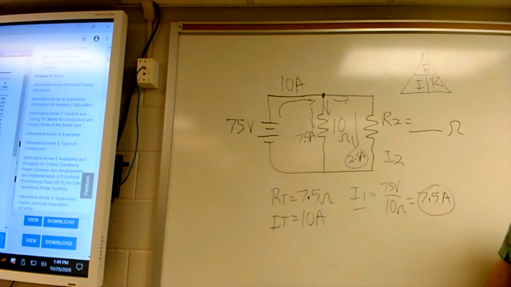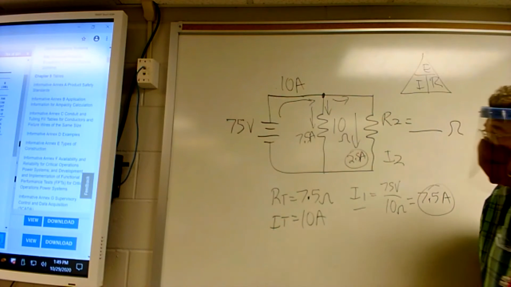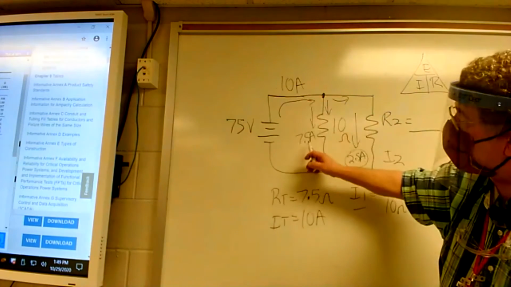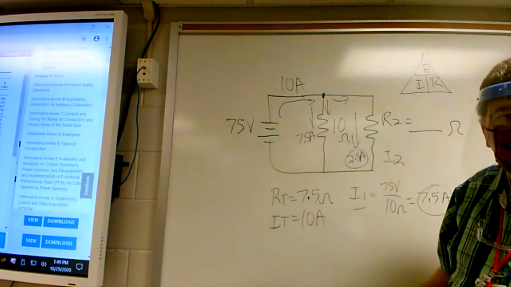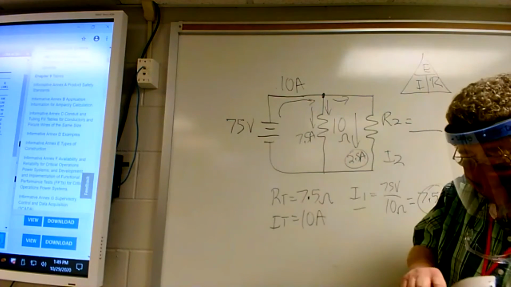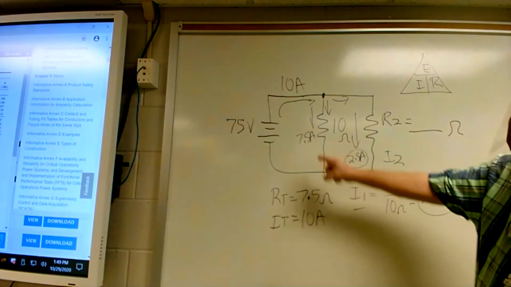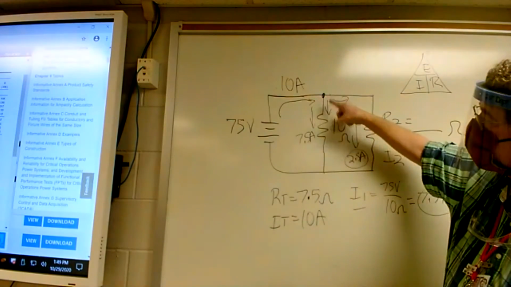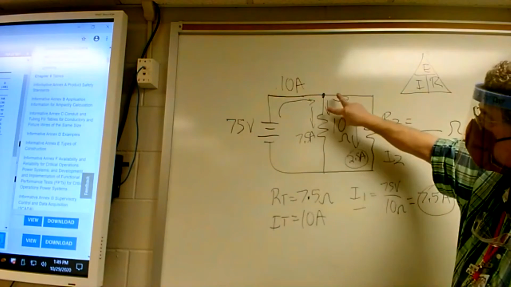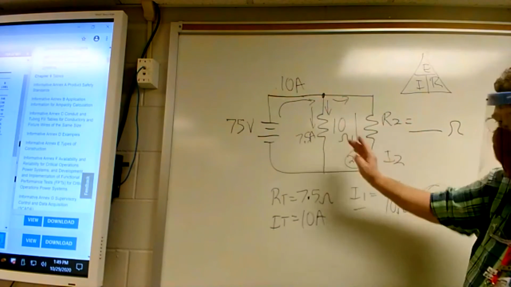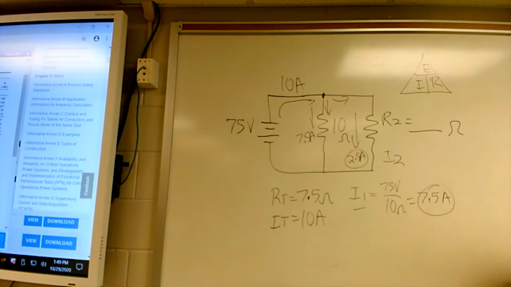So the current through here would be 2.5 amps, and it has to be. That makes sense, Jamie? Yes, sir. It's just like money. If I've got $10 and I spend 7.5, how much have I got left? I've got $2.50, right? It's the same way with current flow. The 10 is going to split at that junction, and it's still going to be a total of 10 when you add it up. That wasn't the only way to figure it out, but it was probably the easiest.